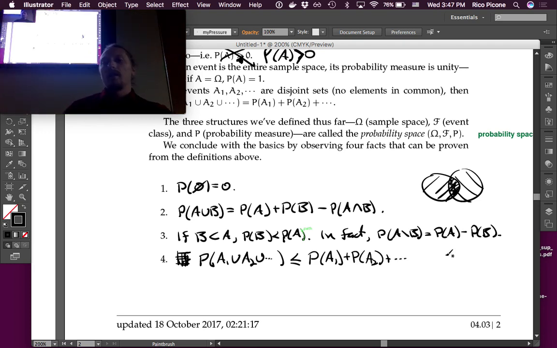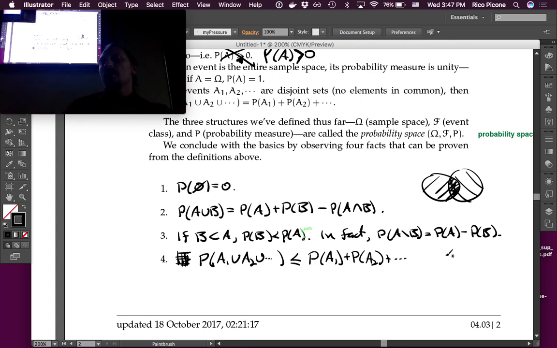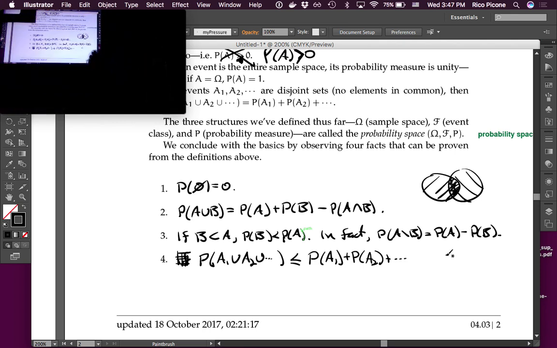So if they're disjoint, then we have equality, right? But if there is any intersection among them, then it's less than. Okay? This is a little bit like the triangle inequality you guys might have encountered other places. Okay, so that's basic probability theory.